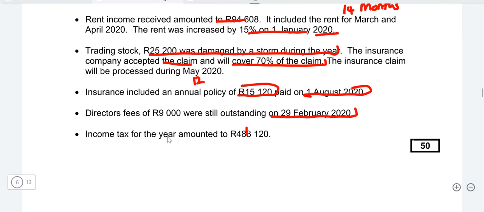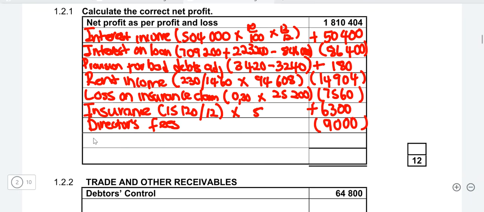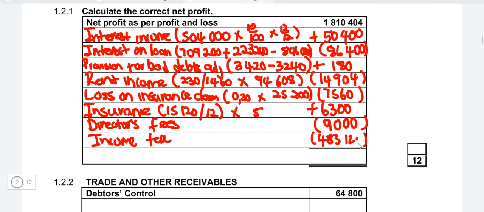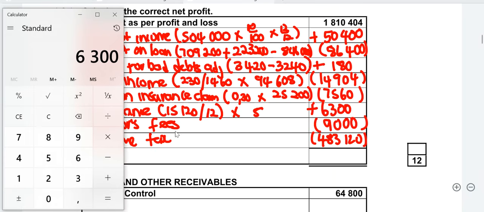Now here they're saying that income tax for the year amounted to 483,120. Income tax, like an expense, reduces your net profit, so we're going to have income tax here, and we are going to subtract 483,120. Let me just check. 483,120. Okay, and then from there we can do our calculations and get the correct net profit. So we're going to put all this information.